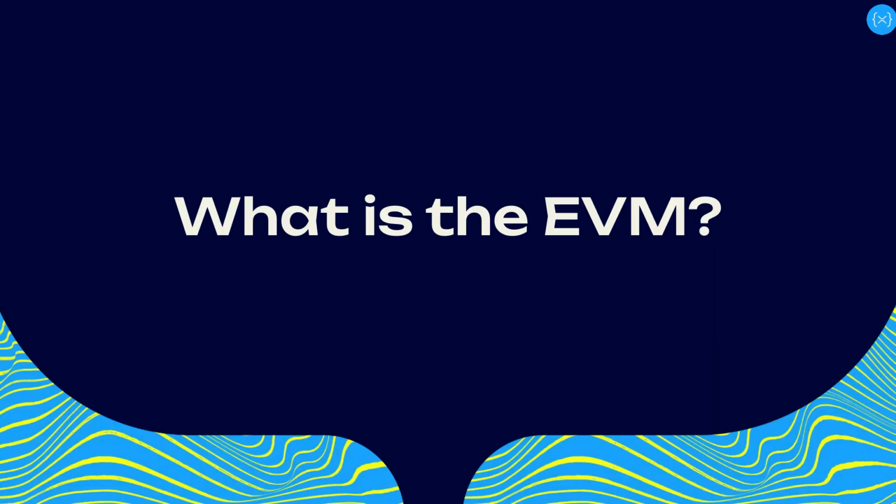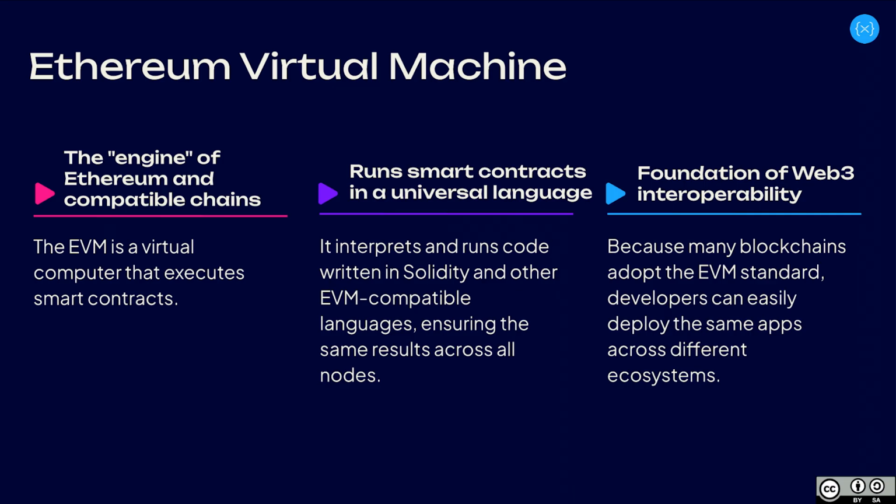So what's the EVM? The EVM stands for Ethereum Virtual Machine, and it's, as it says, a virtual machine, similar to what you might know from a VPS. So it's mostly the engine of Ethereum and of EVM-compatible chains, and this is what basically runs your smart contracts. It runs smart contracts in a universal language. There are two or three languages, but the most known one and the standard one is Solidity. And basically this ensures that on all the EVM chains you have the same behavior for the same code.